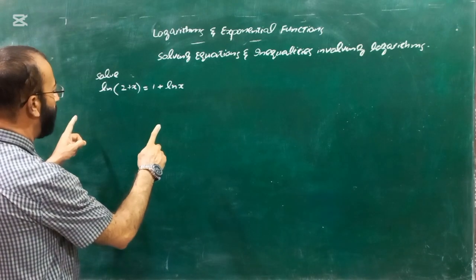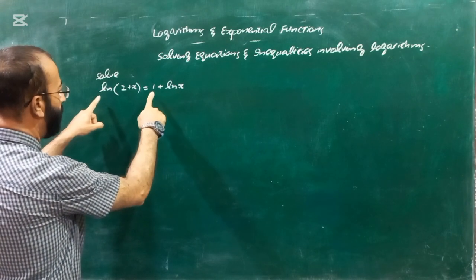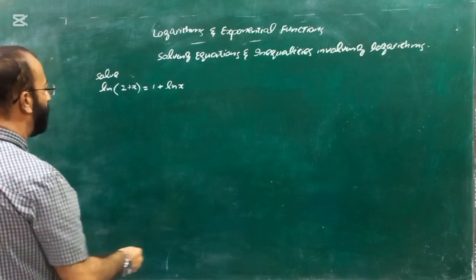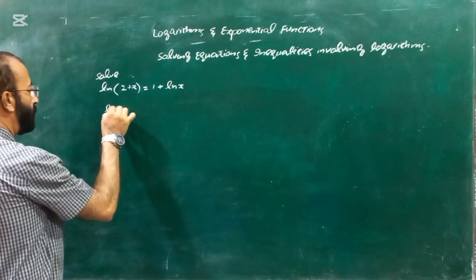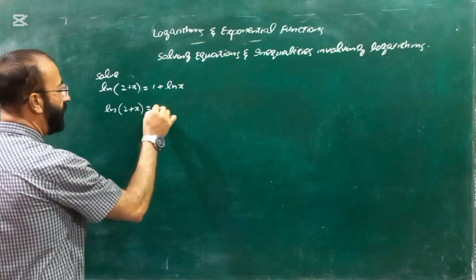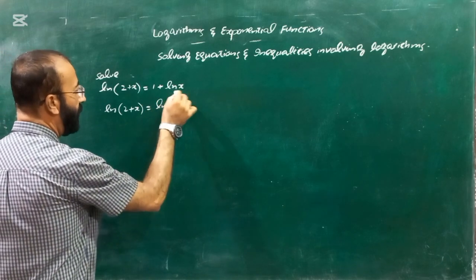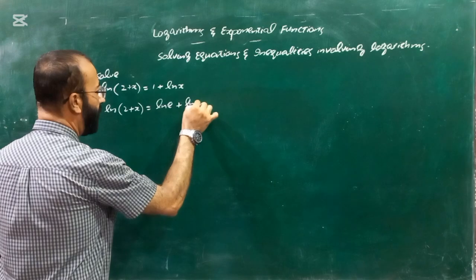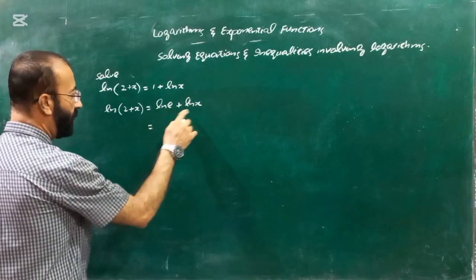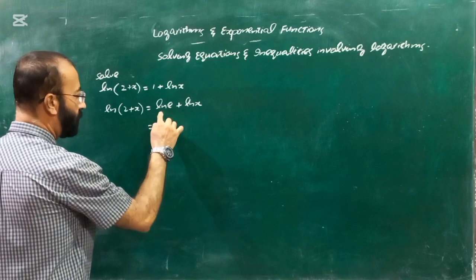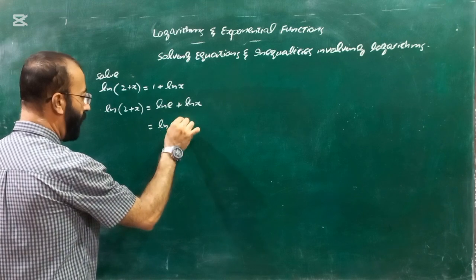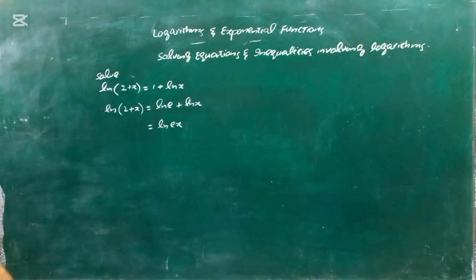If you look at the equation, two values are given in natural log, but one is given as a constant. So first we will make all the values into the same log. Natural log of 2 plus x will remain as it is, and we know 1 is equal to natural log of e, and natural log of x will remain as it is. On the right hand side, two logs are adding, so their values will be multiplied. On the left hand side the same value is there.